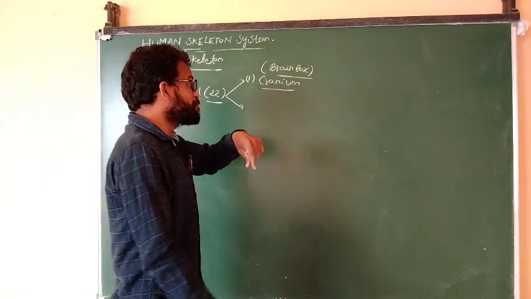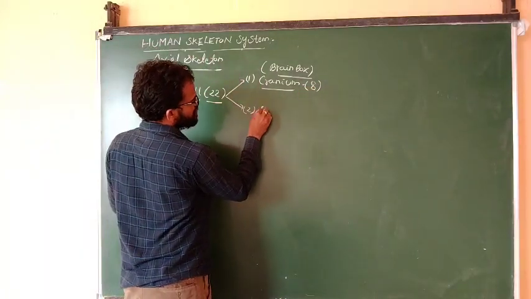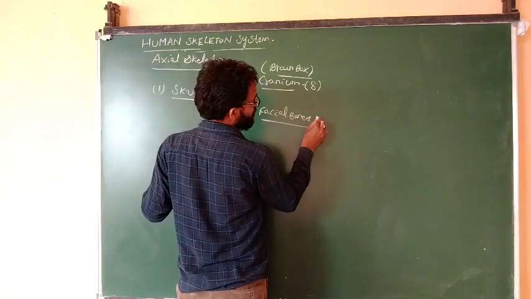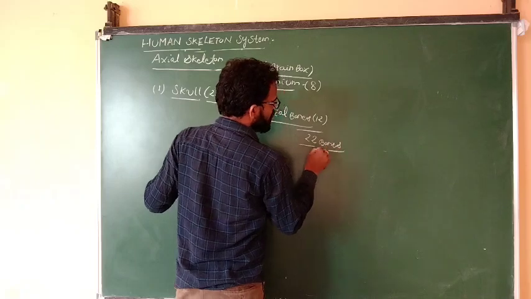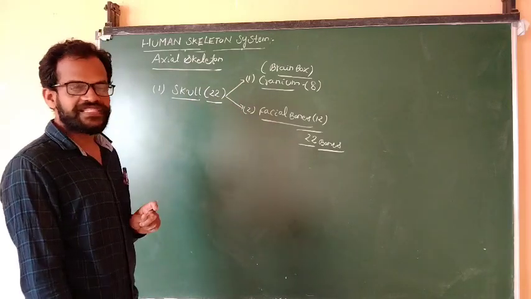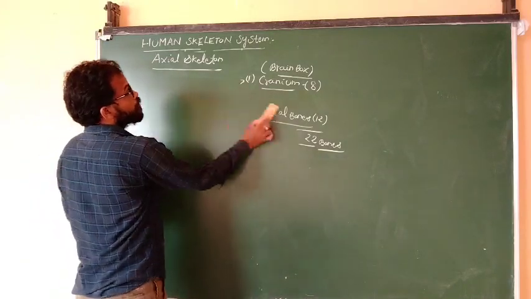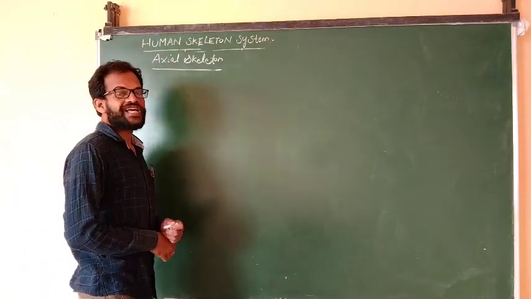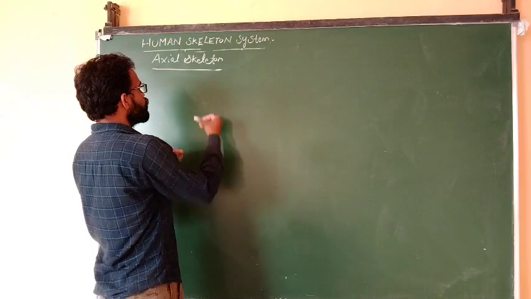How many bones protect the brain? 8 bones. And the second one is known as the facial bones. How many bones are present in the face? 12 bones. Actually, the facial bones are 14. The entire skull is protected by 22 bones, but the cranium is protected by only 8 bones. The total is 14 plus 8, 22 bones.